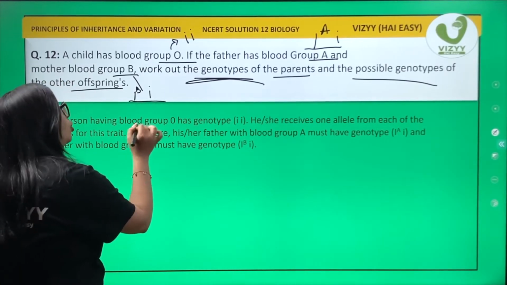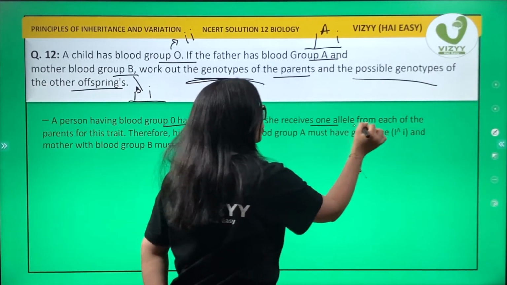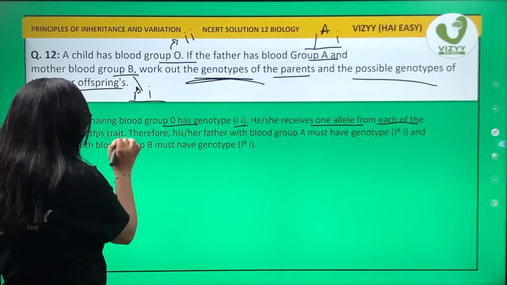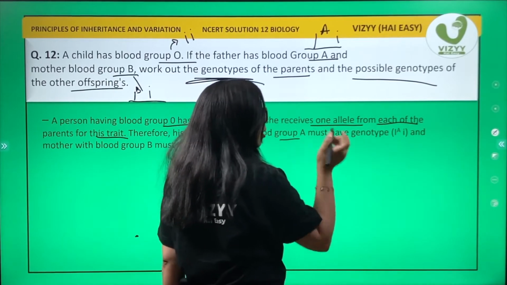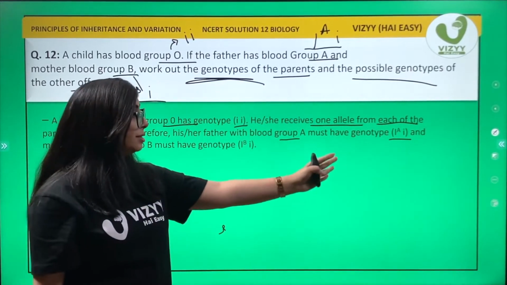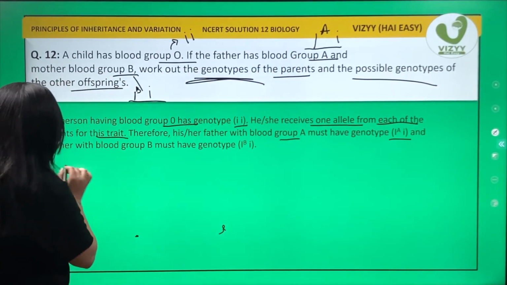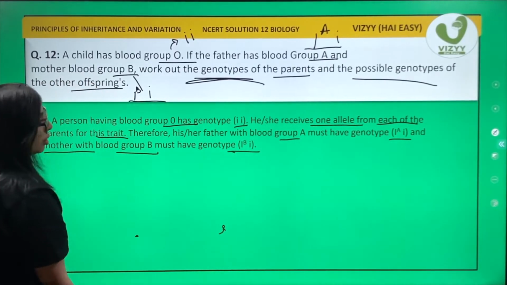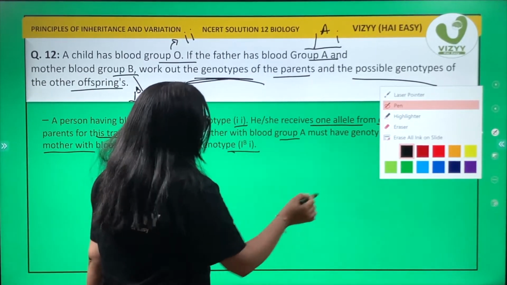A person having O blood group has genotype of ii. He or she receives one allele from each of the parents for this trait. Therefore, the father who belongs to blood group A must have the genotype of I^A i. See students, we have done that already. So it is I^A i. And the mother with blood group B must have genotype of I^B i. Okay, this is clear.